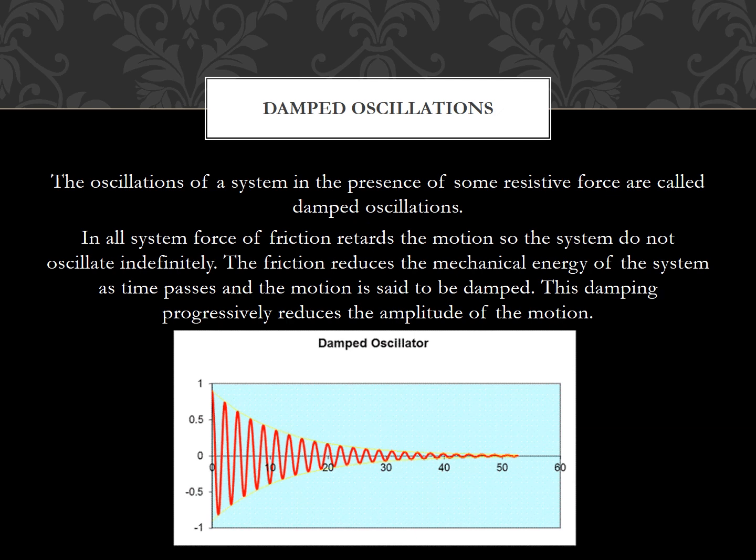The friction reduces the mechanical energy of the system. As time passes, the motion is said to be damped. The damping progressively reduces the amplitude of motion, as you can see in the diagram, that a body oscillating initially has an amplitude of more than 0.5, and slowly it starts to decrease. And this is the graphical representation of damped oscillation.